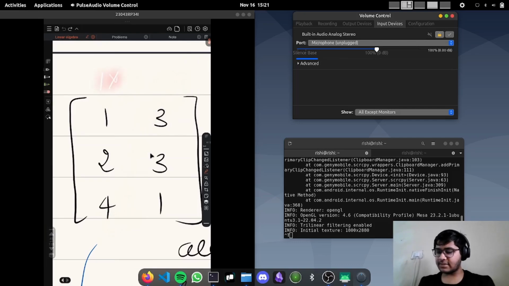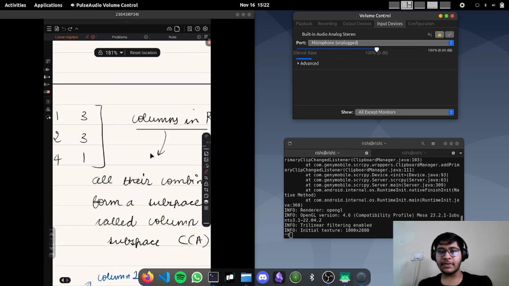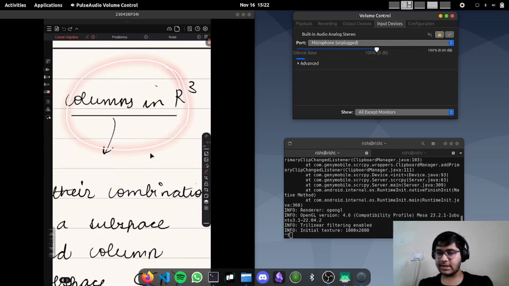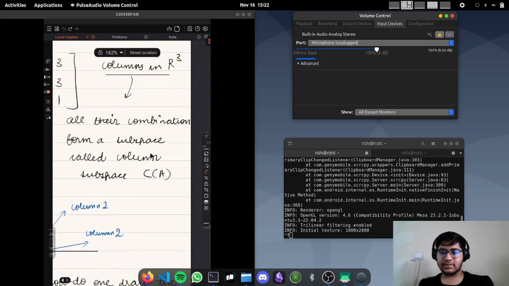We take 1 times this, 0 times this. This will also give us a linear combination, and we put that into the bucket. 2 times this, 3 times this, we put that into the bucket too, and after this we get the space. So every single combination which is possible will be stored in that bucket, and that bucket is itself called a column space. So we have these columns in R3, all their combinations form a subspace called C(A).